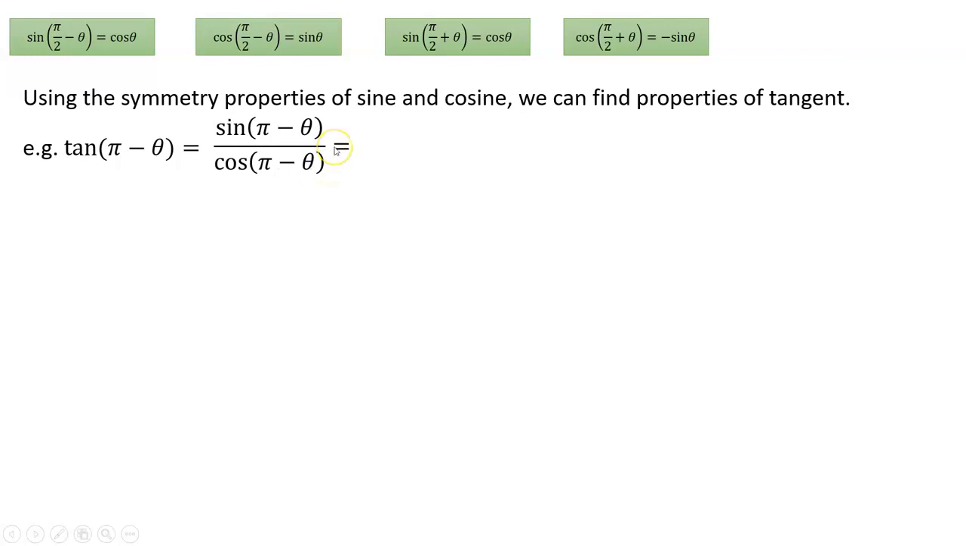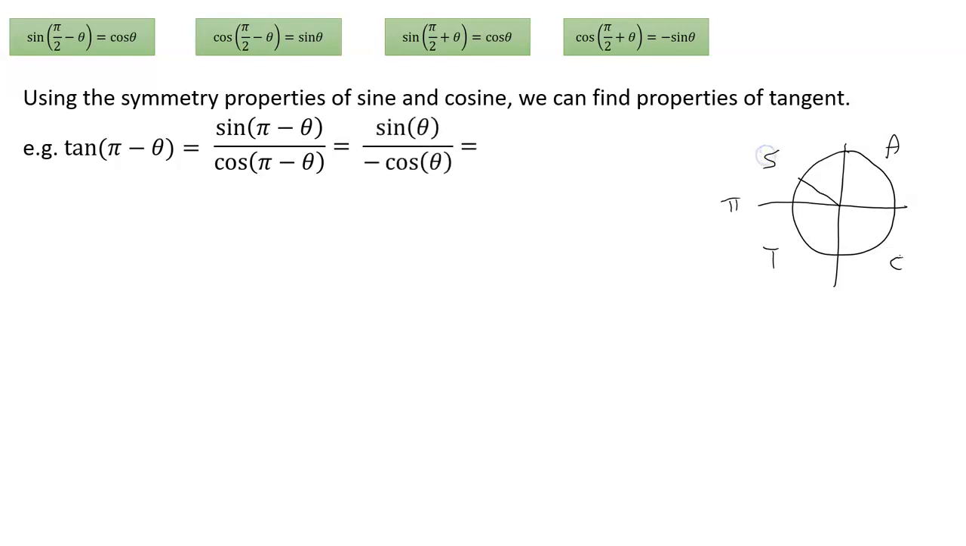Again, if you want, you can give yourself a quick drawing of the unit circle. Pi minus theta, well, this is pi. So pi minus theta is here. And if you remember with your CAST diagram, sine is positive in the second quadrant and cos is negative. So this is equal to sine theta over negative cos theta. So that's negative tan theta.